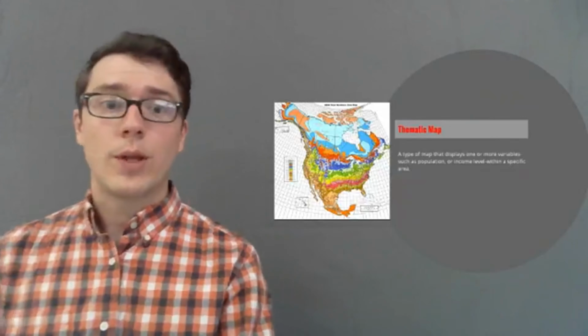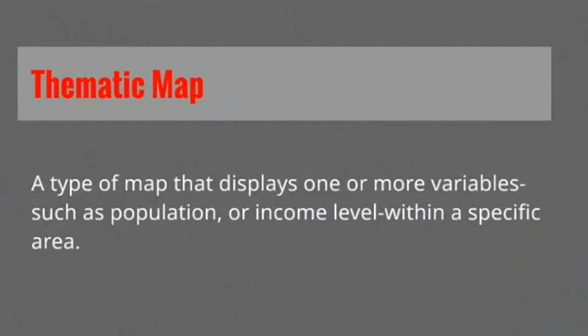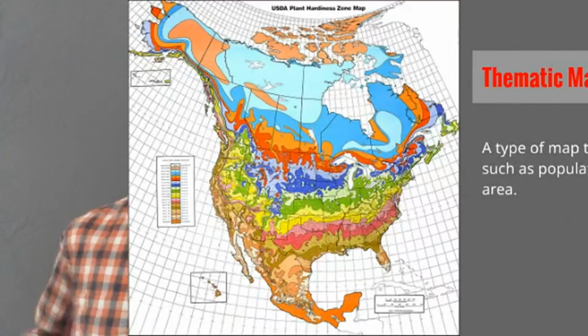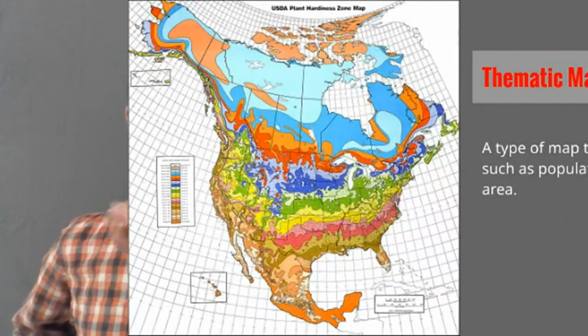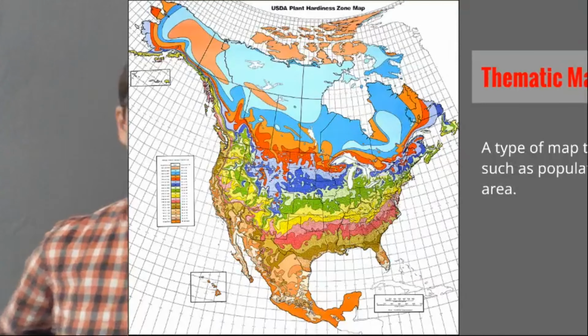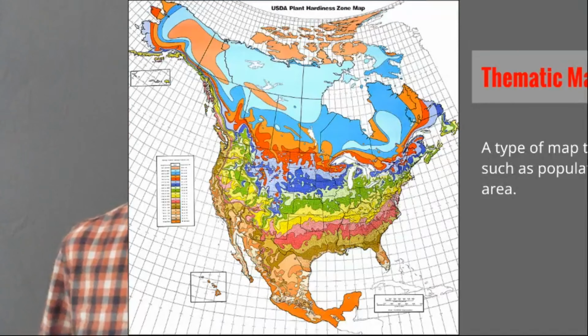A thematic map is one that we're going to look at a lot in this class because that's helping us to understand some form of data. A map of this type displays one or more variables, such as population, income level, within a specific area. So we have all this information in a thematic map that you can show, and we're going to get into what those look like. This example right here is a thematic map that shows plant hardiness. You can see the trippy lines that help you to see where plant hardiness is in different zones. I think only botanists would use this, but I thought it looked cool.